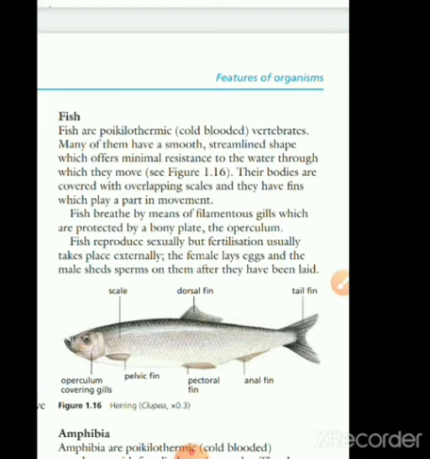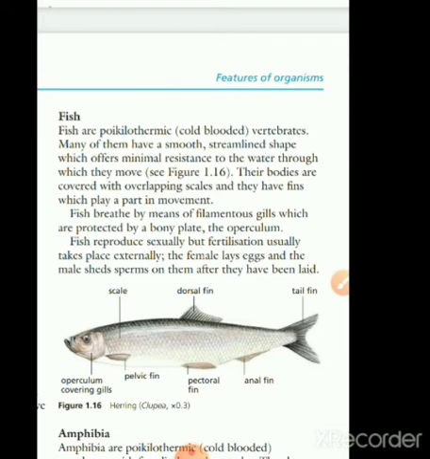Next point is that their bodies are covered with overlapping scales. We can easily see the scales, they are visible to us. Those scales are basically for the sake of their bodily protection. Also, they have fins which play important parts in their movement. As soon as they beat the water, they can move ahead.